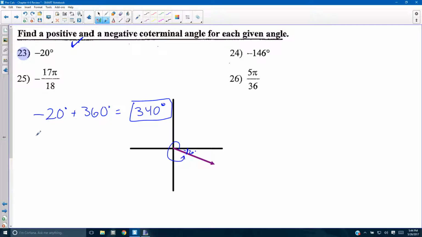And for negative coterminal, negative 20, let's subtract 360. Let's go a full revolution backward like that, and we land on negative 380 degrees. Now, the point of coterminality allows us to do a few things, specifically regarding trig. If I take the sine of negative 20, for example, that's the same thing as taking the sine of 340 or the sine of negative 380. Same exact reference angle and same quadrant. And that's really what we're referring to there.